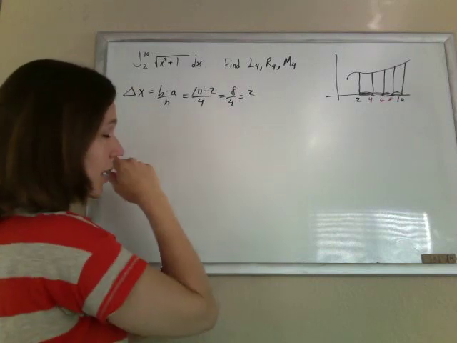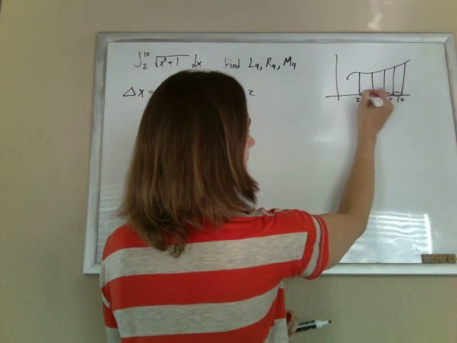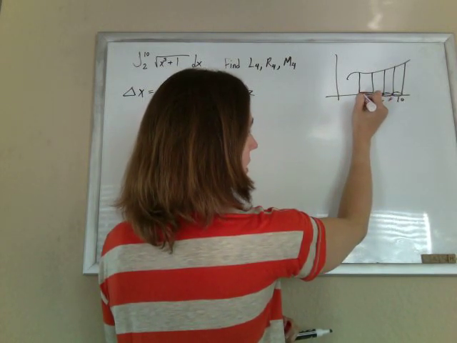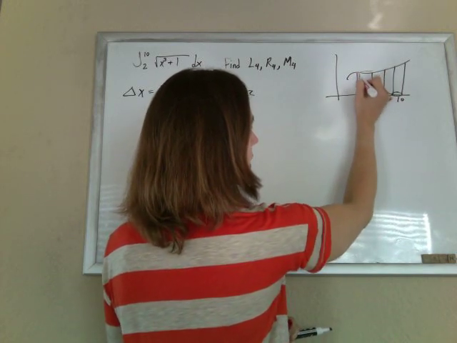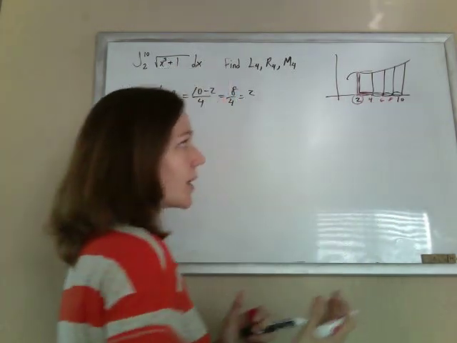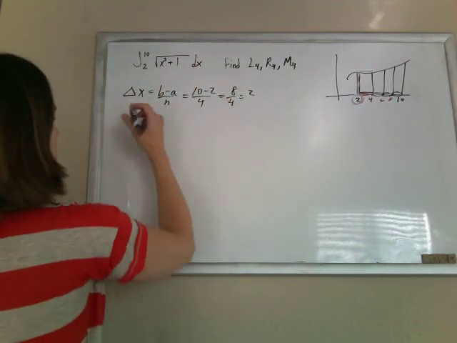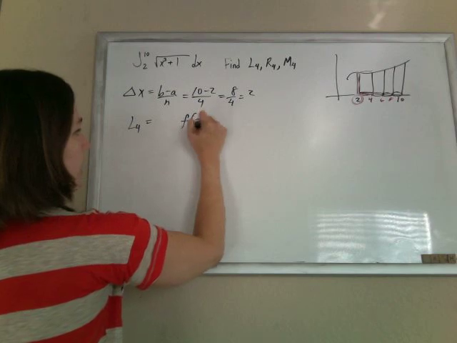So then, if we want to do left-hand rectangles, my first rectangle is going to be in this region here. And I want to start my rectangles with the height on the left side of this region. So therefore, I'm going to start at the 2. And so for left-hand rectangles, you always start with a. So your first height is going to be f of 2.